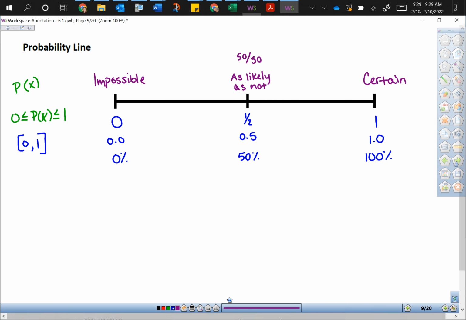Now, if you get any probabilities in this area here, in between 0 and 1/2, so like a probability of 0.25, 0.3, a probability of 0.179, okay? These probabilities are unlikely. Doesn't mean it's not going to happen, but it's not likely that it's going to happen, okay? Now the probabilities between 1/2 and 1, so like 0.75, 0.8, whatever, those are likely. We're not saying it's a guarantee, but they're pretty likely that it's going to happen.